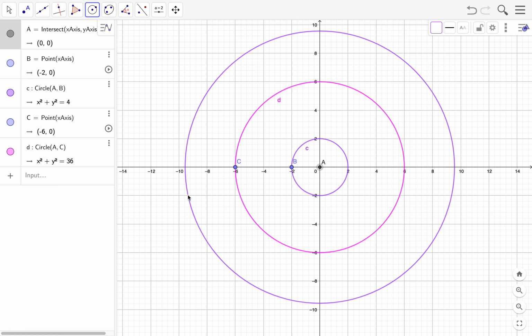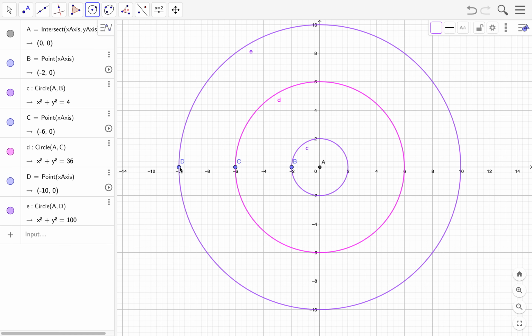And I'll do one more just so we can see what we saw in class today, which was if I make that a radius of 10, and I change the colour for us here so we can see it a bit better, that blue circle has an equation of x squared plus y squared is equal to 100.